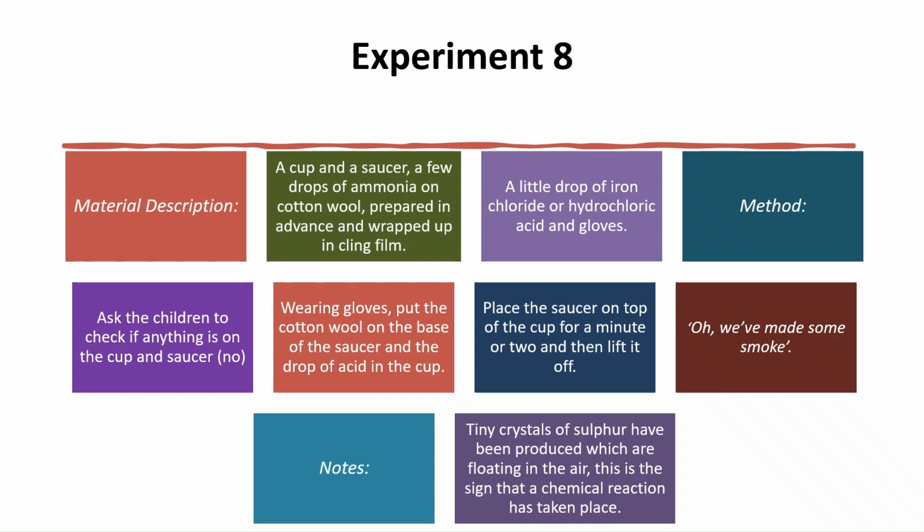Method: ask the children to check if anything is on the cup and saucer. No. Wearing gloves, put the cotton wool on the base of the saucer and the drop of acid in the cup. Place the saucer on top of the cup for a minute or two and then lift it off. Oh, we have made some smoke. Notes: tiny crystals of sulfur have been produced which are floating in the air. This is a sign that a chemical reaction has taken place.